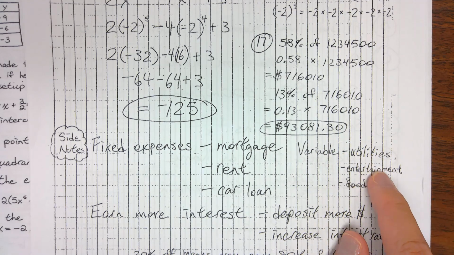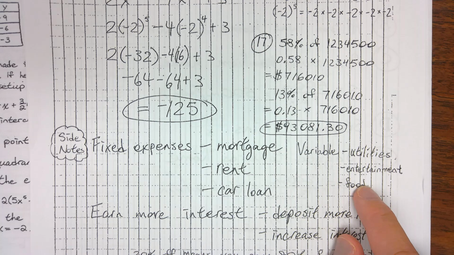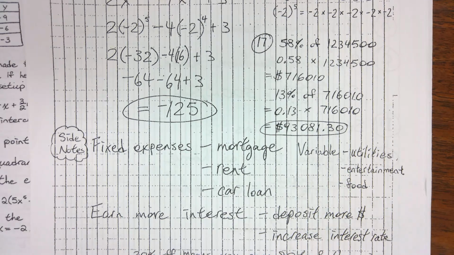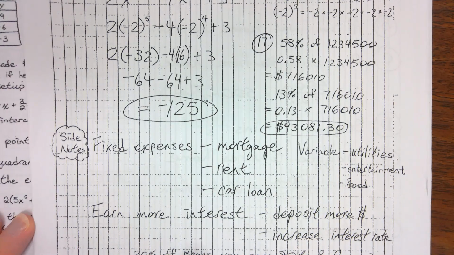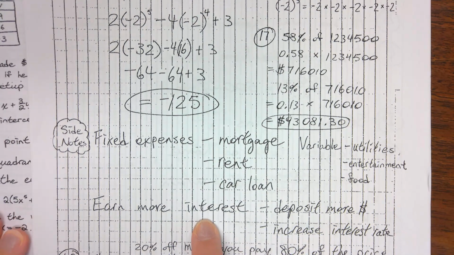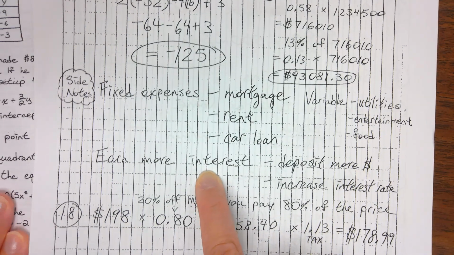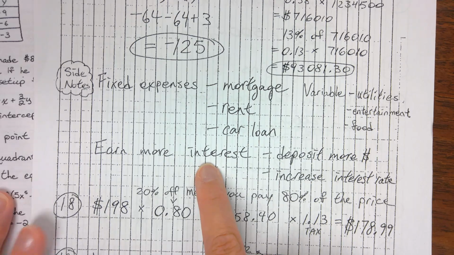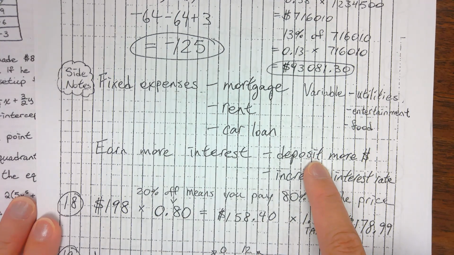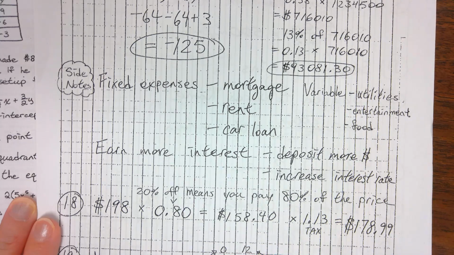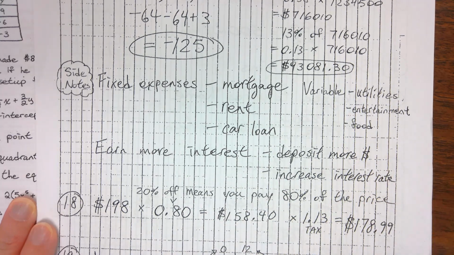Okay, entertainment, you don't have to go to the movie every month. And food, you can either have steak every night or hamburgers every night. Okay, so that's also variable. Interest, just like what we were saying before, depends if you're borrowing a loan or if it's an investment. If it's an investment, you want to increase your principal and increase the interest rate. Vice versa, if it's a loan, you want those to be down.